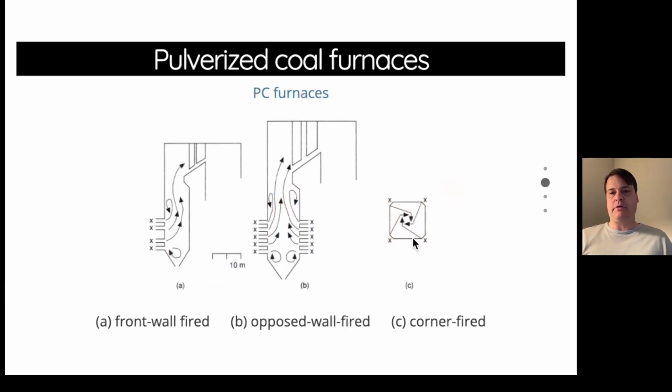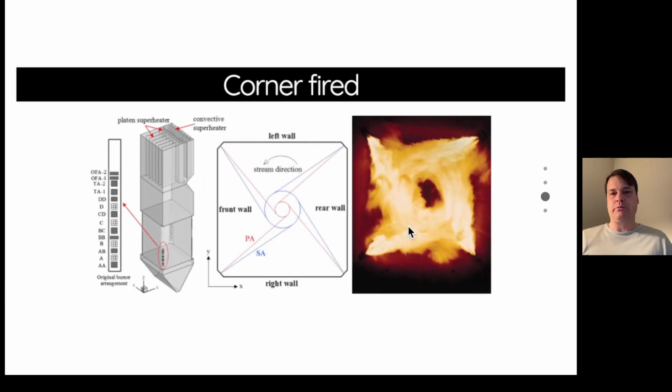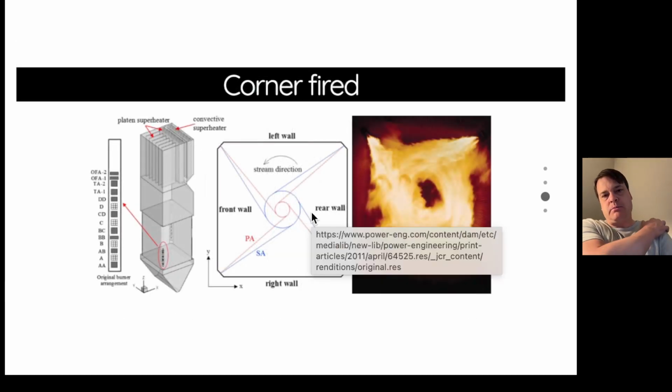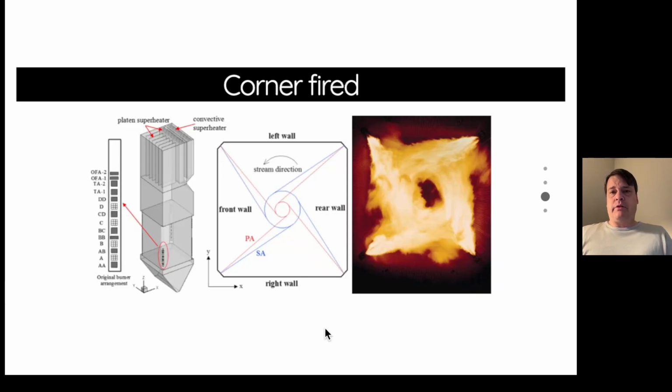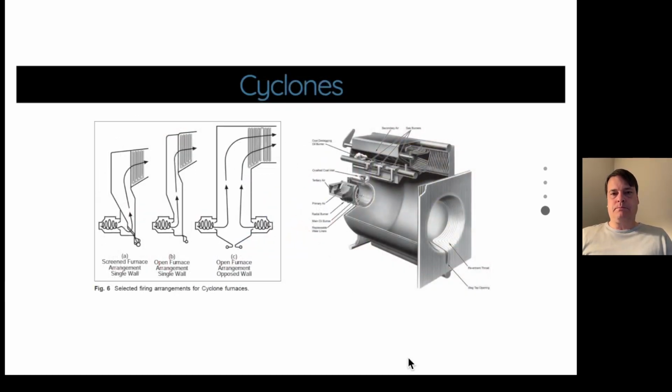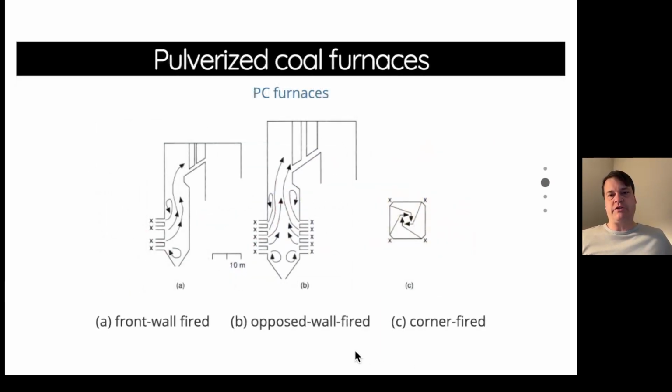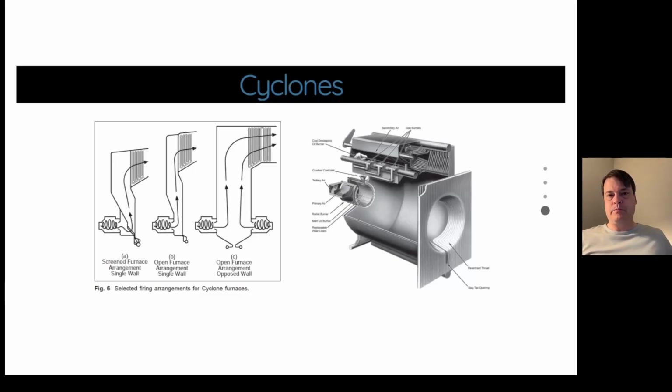Here is wall-fired, opposed wall-fired, and then you have a corner-fired unit where the coal is fed in through the corners and it makes a kind of cyclone-like device. I think one or two of the units at the Hunter power plant in Utah are corner-fired units. There's also what's called cyclone units. These are probably less common these days. They're a little bit older.